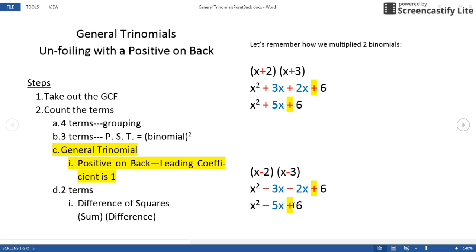If you've got a positive at the back, it either came from multiplying two negatives together or from multiplying two positives together. So when we go to factor things, if we see a positive at the back, that tells me that the signs in the parentheses are the same as each other. Maybe they're two negatives or maybe they're two positives. We can decide which by looking in the middle. If we have a negative in the middle, it came from having two negatives in the problem. If we have a positive in the middle, it came from having two positives in the problem.